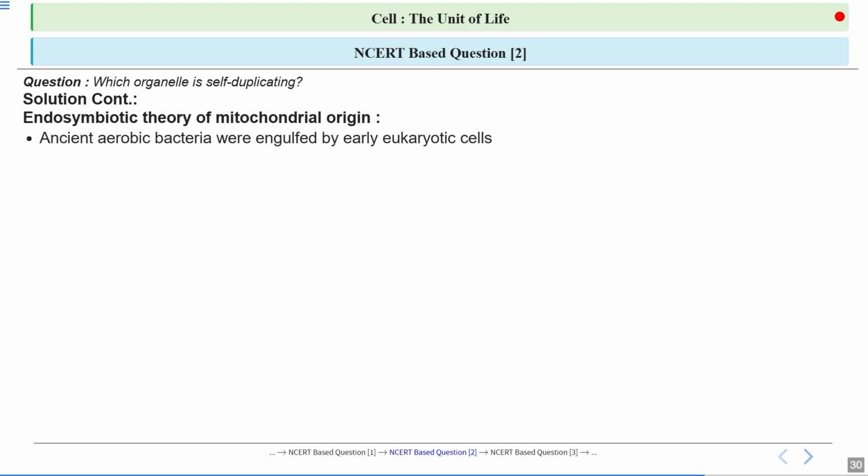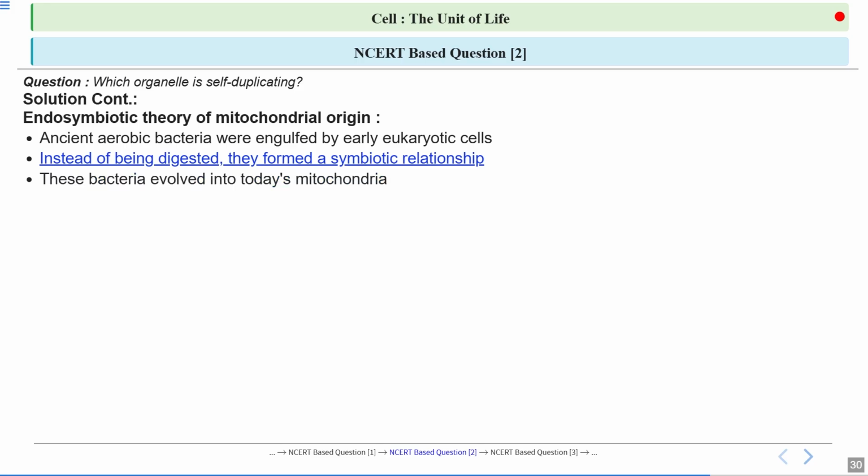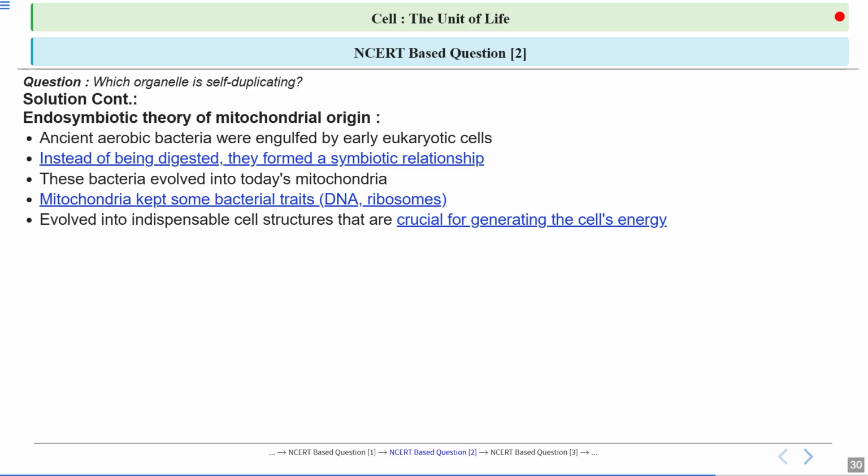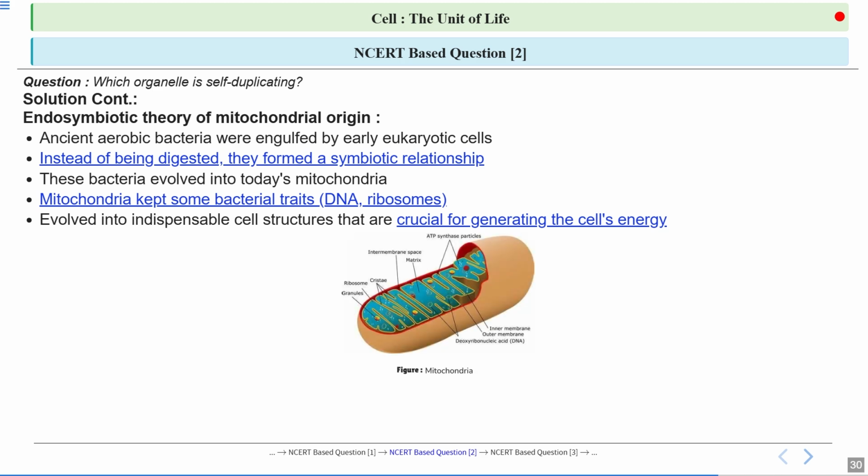Ancient aerobic bacteria were engulfed by early eukaryotic cells. Instead of being digested, they formed a symbiotic relationship, so both were benefiting. These bacteria evolved into today's mitochondria. Mitochondria retained some bacterial traits like DNA and ribosomes, and they generate energy in the form of ATP.